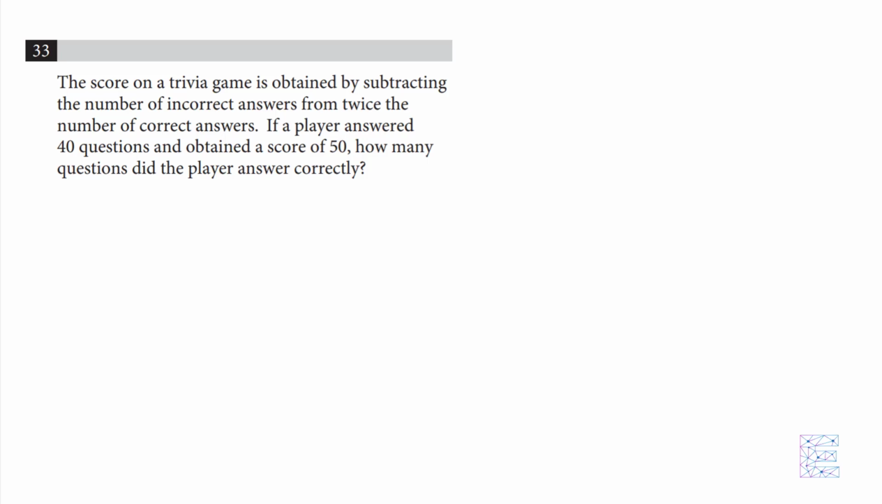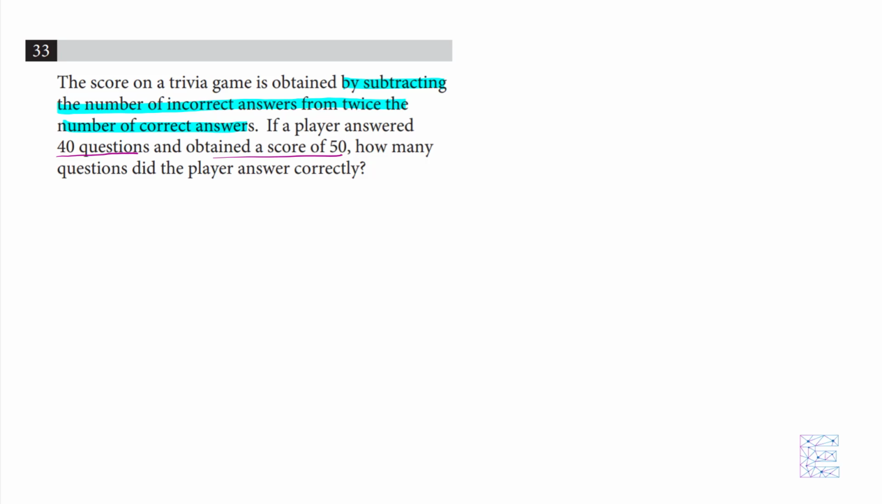The score on a trivia game is obtained by subtracting the number of incorrect answers from twice the number of correct answers. If a player answered 40 questions and obtained a score of 50, how many questions did the player answer correctly? So this is a question that can be best solved using a system of equations.